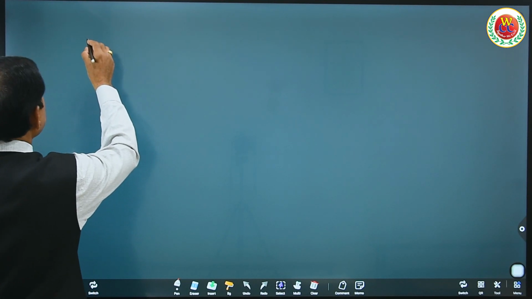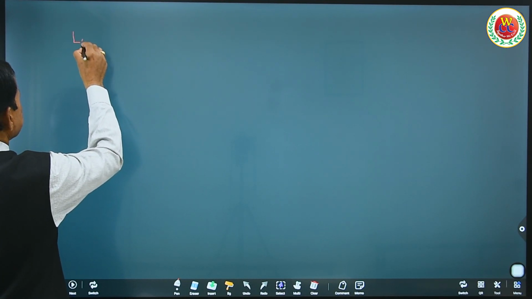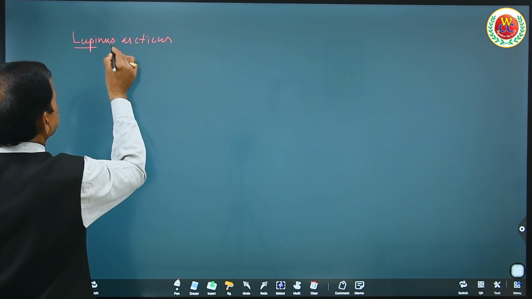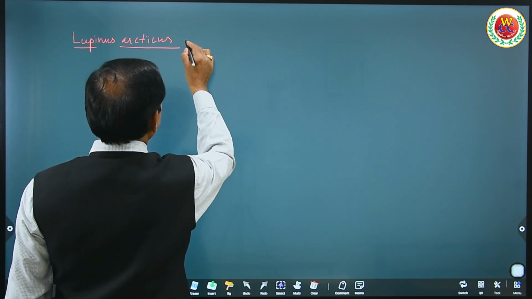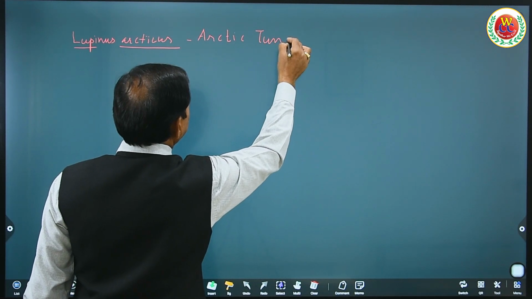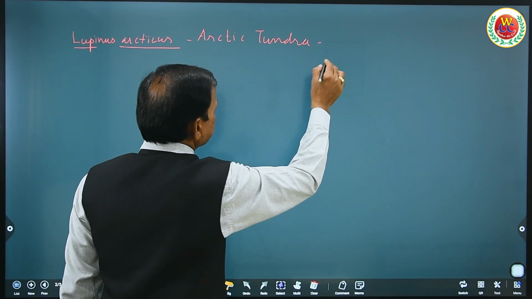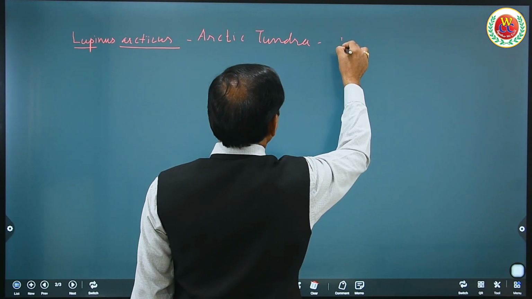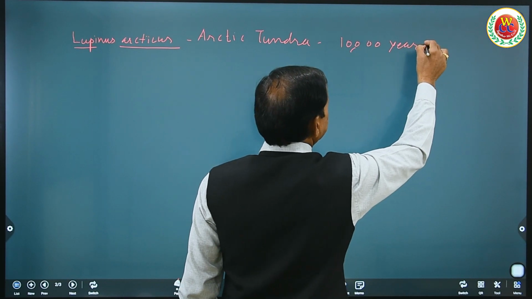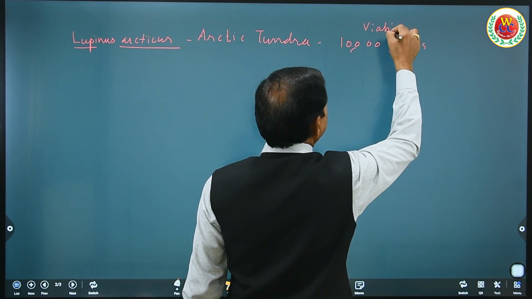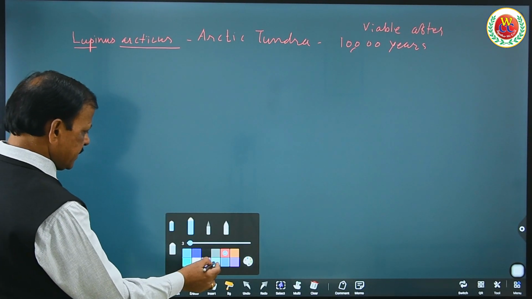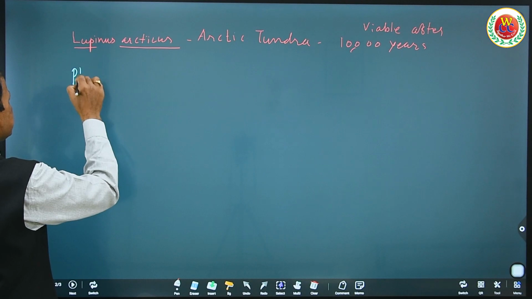That Lupinus arcticus, this Lupinus arcticus found in the Arctic tundra was found viable after 10,000 years.